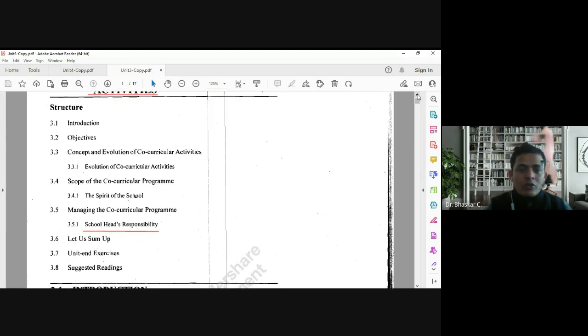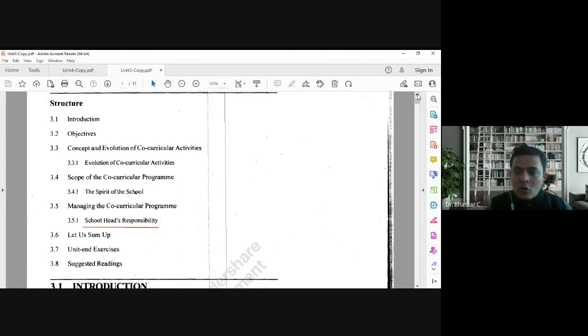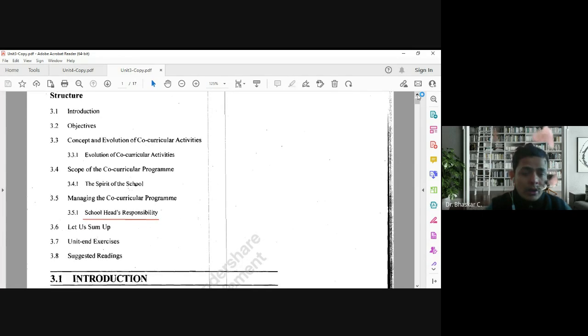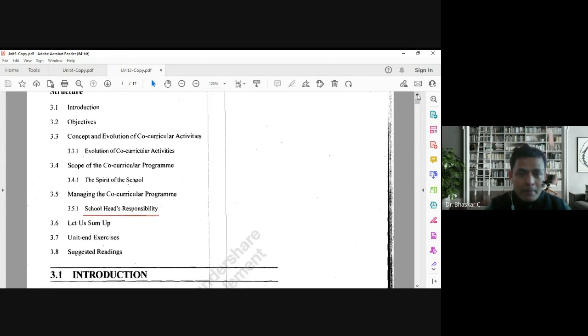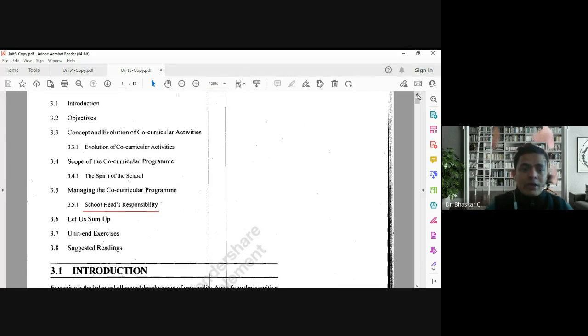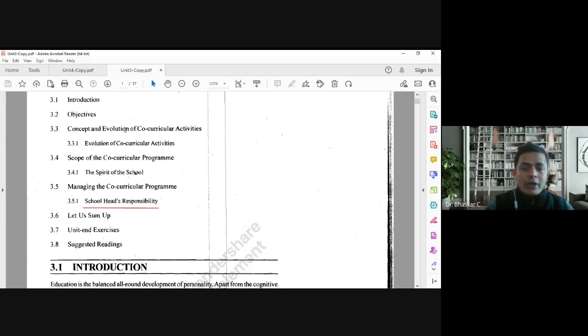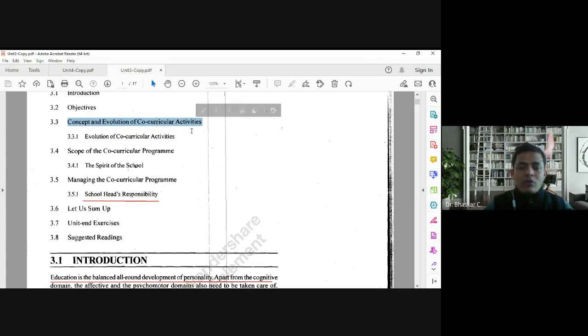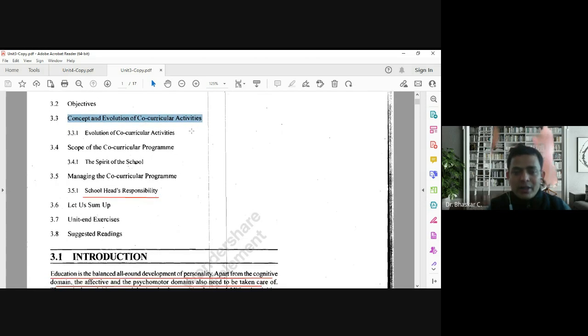So this is the structure of the unit. We will go for a brief introduction to what co-curricular activities are all about. We will talk about the objectives of the unit, right? Then we will go for the concept and evolution of co-curricular activities. This is very important, and I have highlighted it. Why is this important? Because we will try to understand, when we say this is the concept of co-curricular activities, what that actually means.